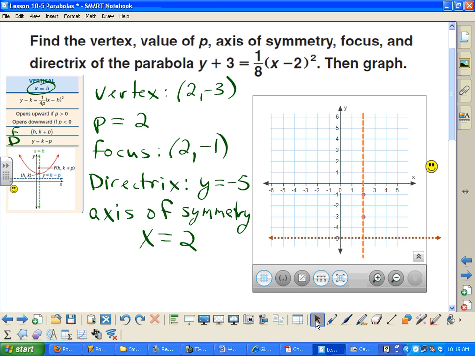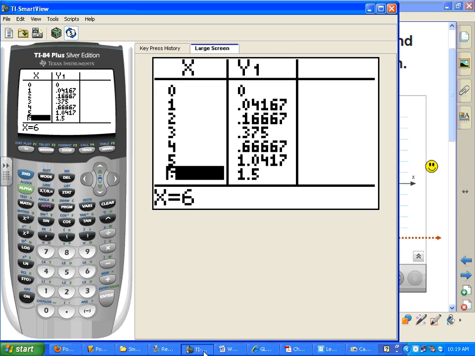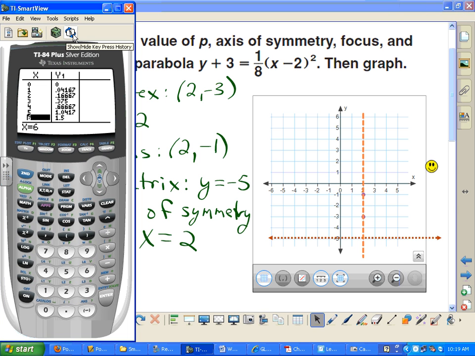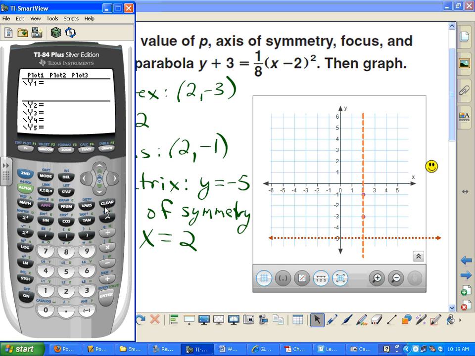Now, how am I going to put that in my y equals? What do I need to do first? Yep, we need to minus the 3. So in our y equals, we get 1/8. So I could do 1 divided by 8, put in parentheses. And then x minus 2 in parentheses, that quantity squared, and then minus 3. And then graph it. Oops, I changed my window. Zoom 6. There we go.